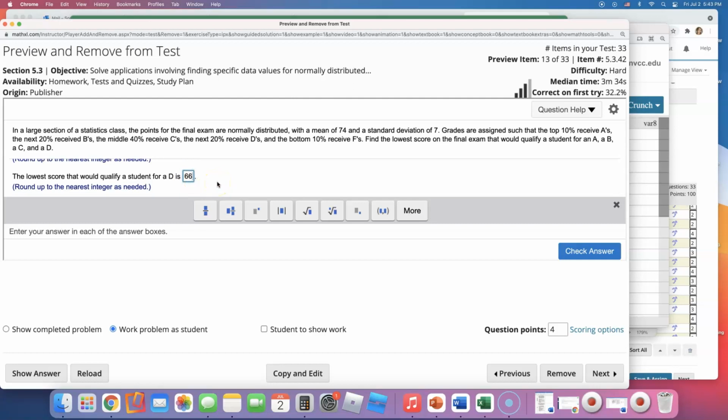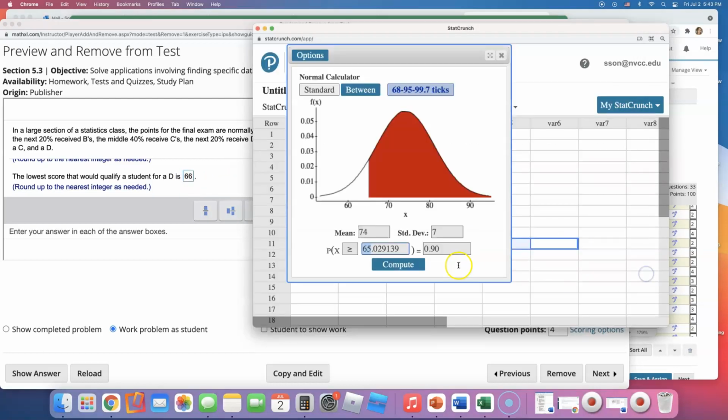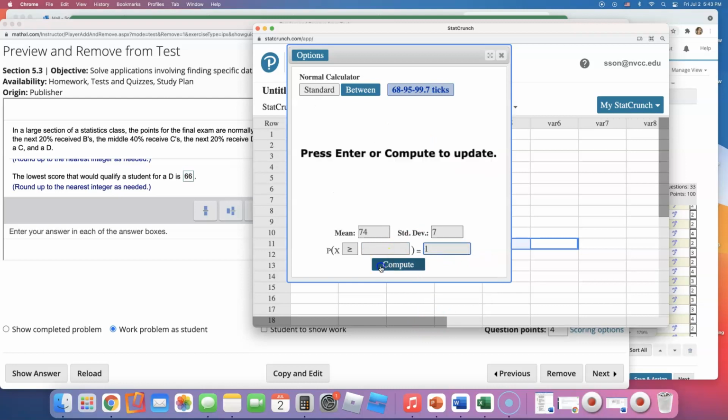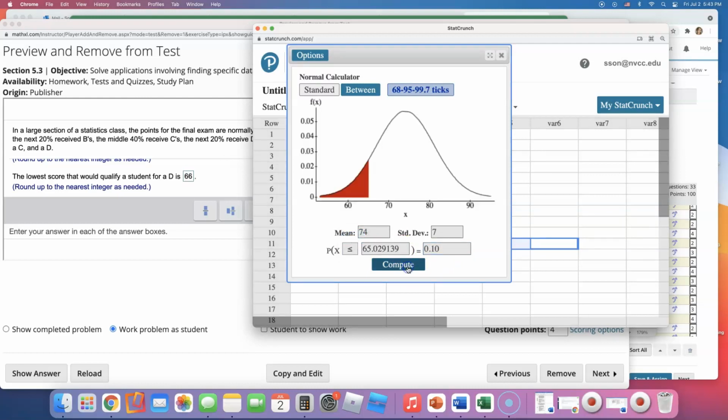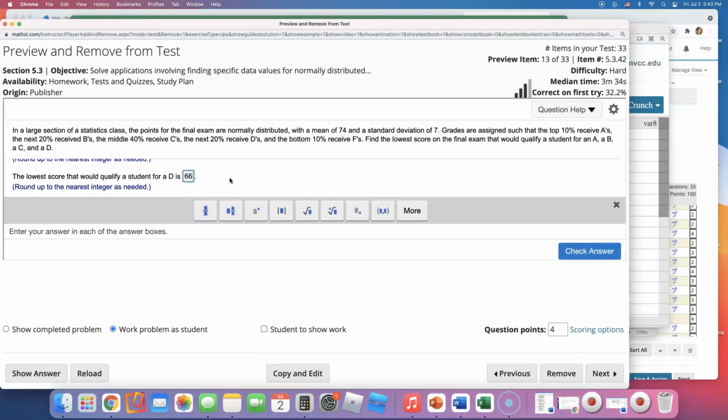I'll do 66. And for the last one, can I just do 0.1 there? No, I don't think so. How about I change it to 0.10, the bottom 10%? Anything less than 66 will be an F. So that's how I can use the normal calculator.